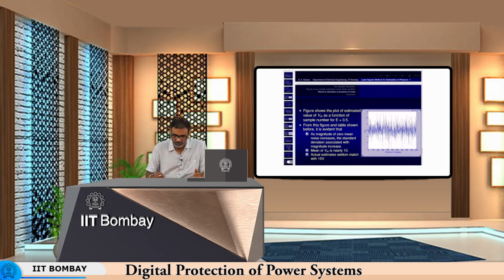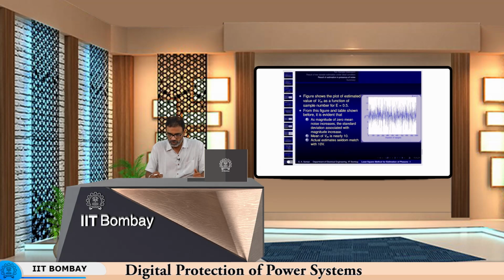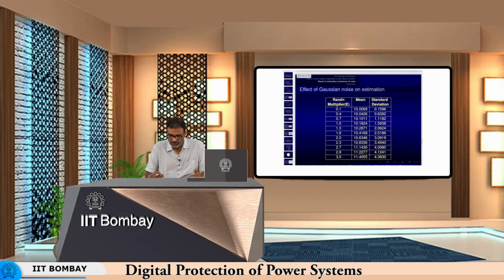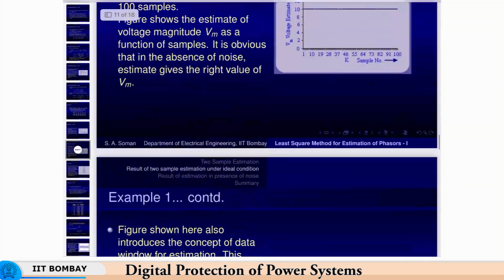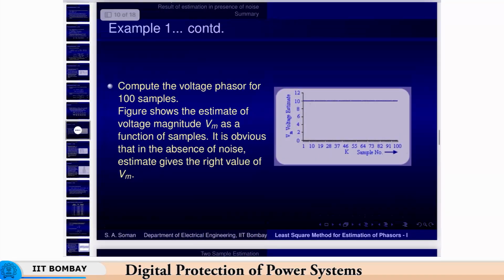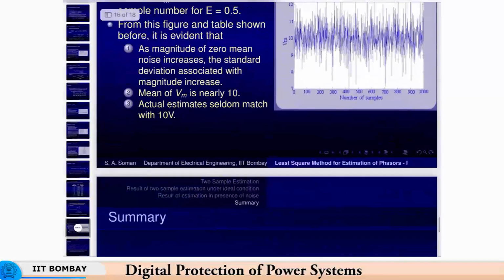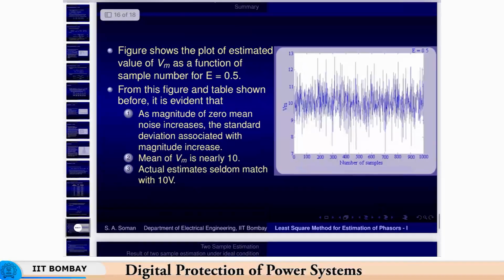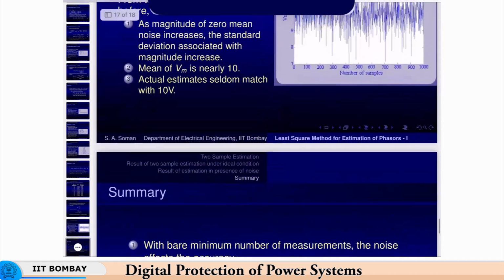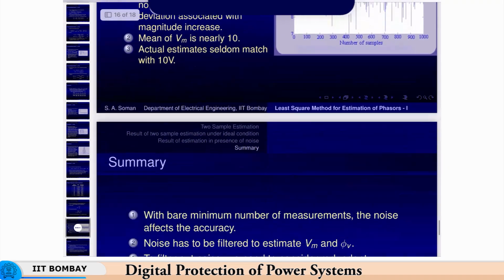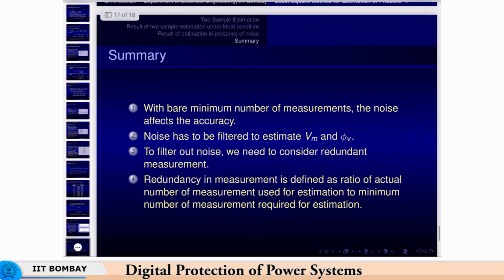If you compare, then your VM is 10 in the example that we took. This is the result with noise, and without noise we got a very clean kind of result here. This is the result without noise, and this is the result with noise. Now, the reason for this less accurate result in the presence of noise is the lack of redundancy.